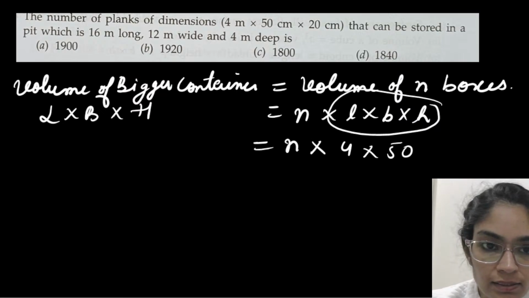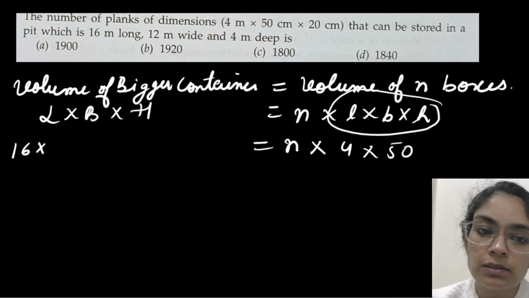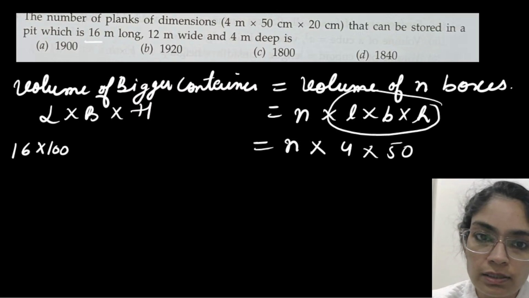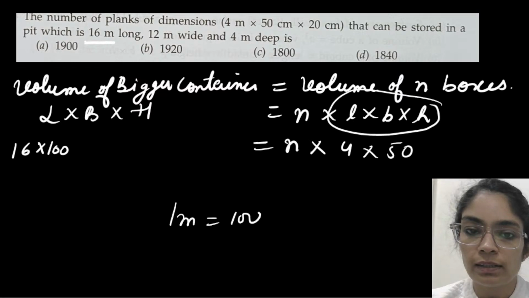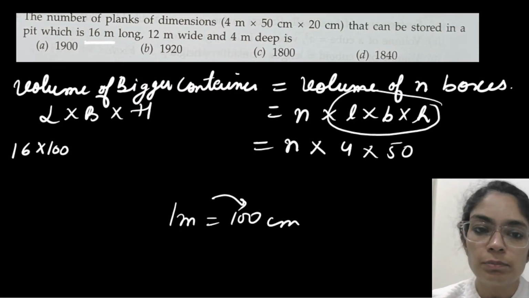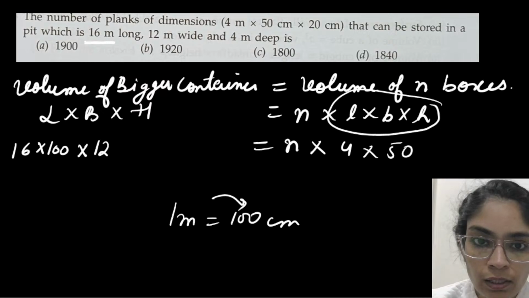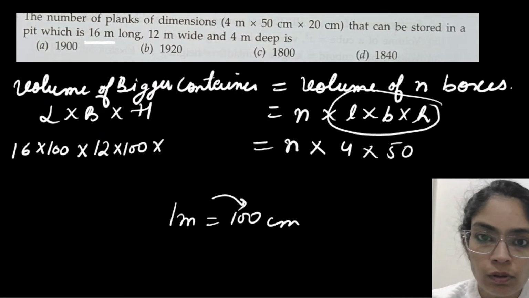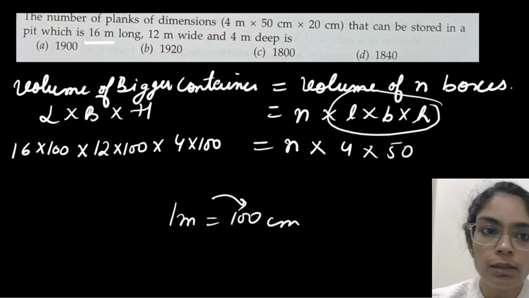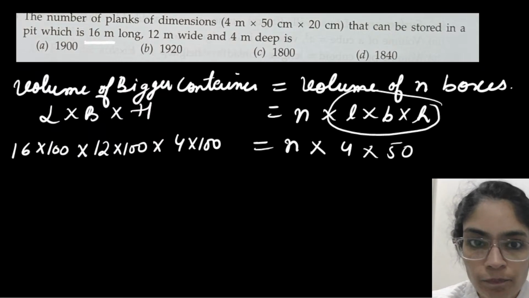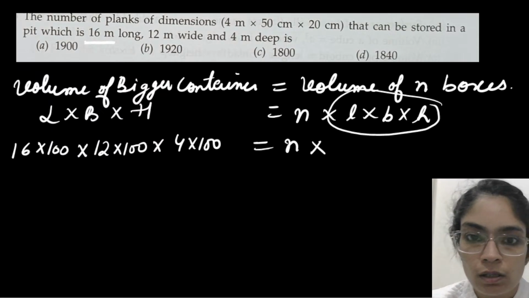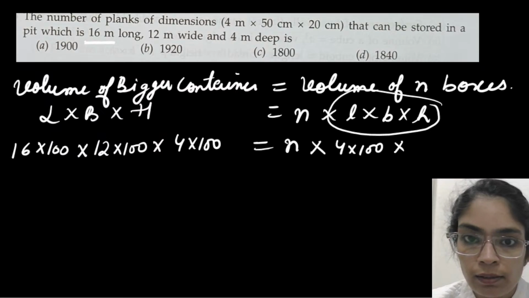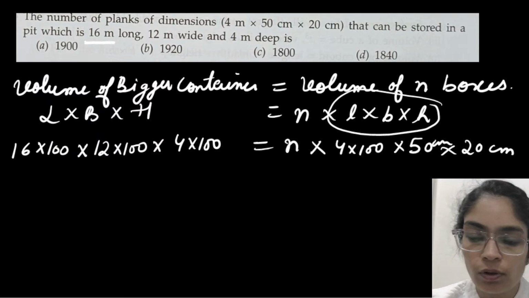Here I am just converting 16 meter. Converting meter into centimeter means we multiply by 100, because 1 meter is equal to 100 centimeter. Bigger to smaller, we convert with multiplication. So 16 into 100 into 12 into 100 into 4 into 100. Now 50 and 20 are already in centimeters. So all are in centimeter now.